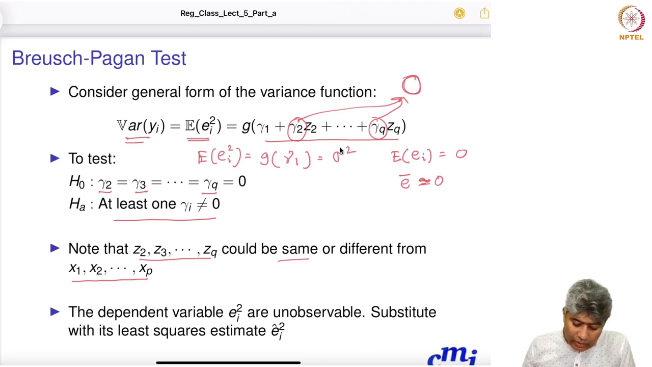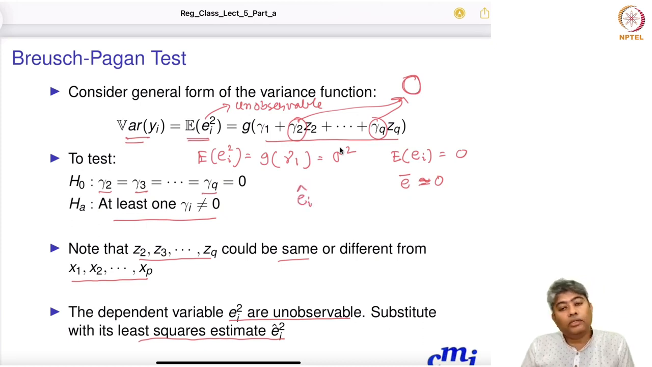The dependent variable e_i^2 is unobservable, remember that, so we substitute it with the least squares estimate e_i hat square. Instead of directly working with e_i square, which is unobservable, we work with e_i hat. That is what we do.